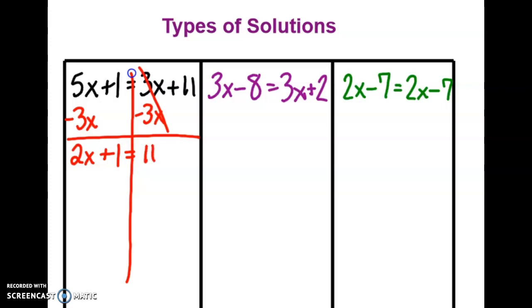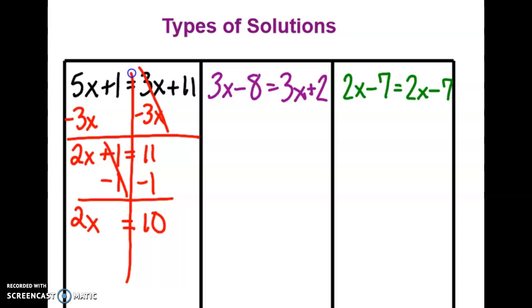Now we are left with a normal two-step equation that we've been learning in class. We still are in the adding and subtracting stage because I do see a plus 1 on the left that we need to eliminate. Remember, use the opposite operation. So I'm minusing 1, and if I do it to one side, I must do it to the other. Bring down the 2x, because nothing has happened to it yet. 1 minus 1 is 0, so bring down the equal sign, and 11 minus 1 is 10.